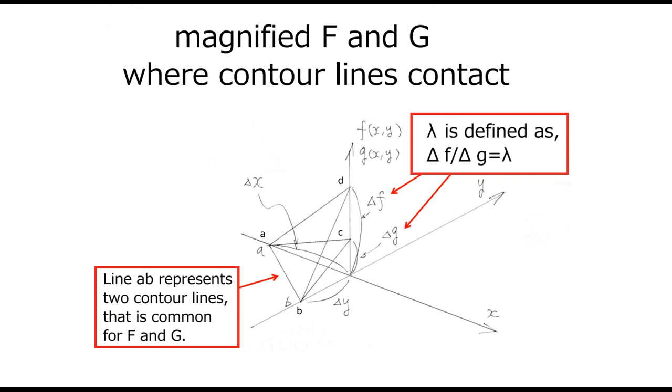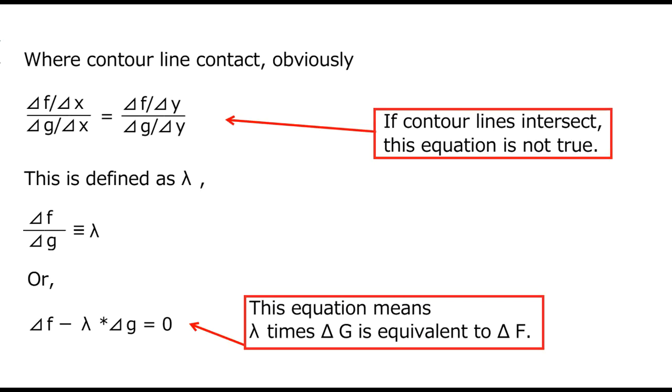In this figure, delta x and delta y are also defined. The definition of lambda is also written as delta f minus lambda times delta g equals 0. The reason that lambda is defined this way is very important to understand this method. This is simply because the contour lines of f and g contact each other. If they are not in contact, there is no meaning in writing it this way.